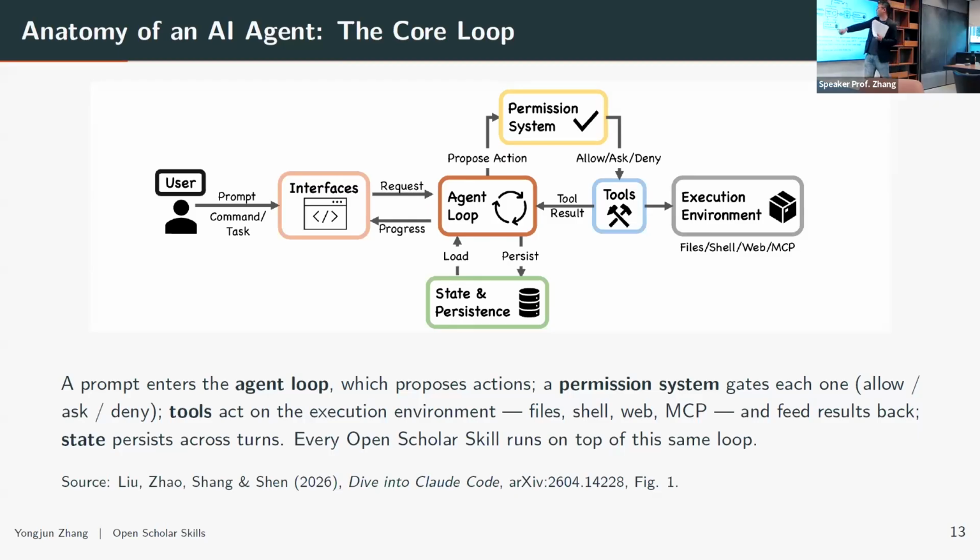And also we have a persistent state across turns and across sessions. So every OpenScale actually runs on top of this same loop. This is a general-purpose AI agent, of course. You would imagine it may not do a good job for your domain-specific project. That's why we are trying to develop agent skills.